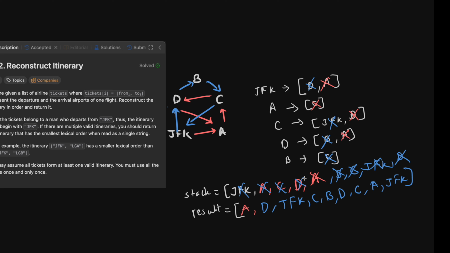One thing, if you notice, we are popping from back and we're adding it to our result. That is keeping our result in reverse order. So if you remember, we start from JFK. So JFK is at the end here. So we need to return result as reverse of it. Return reversed. So that is our solution.